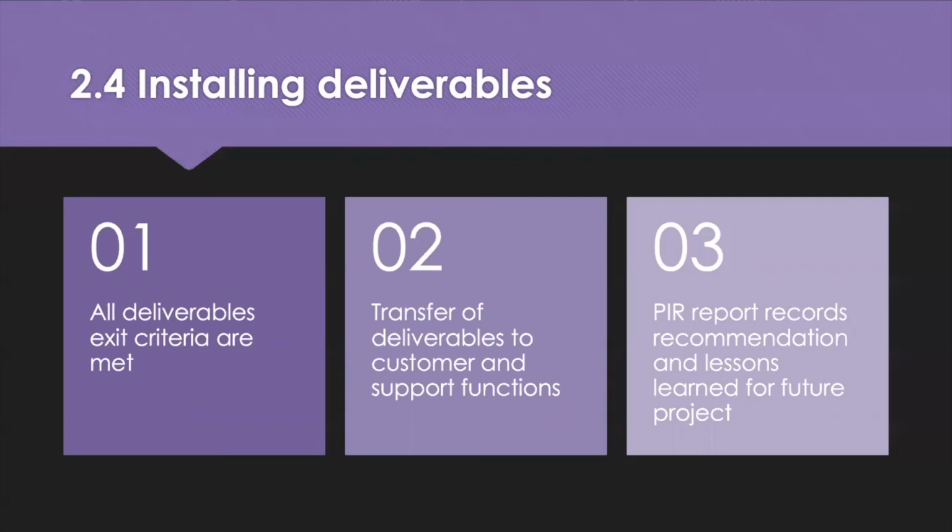So what you can see here is the transfer of deliverables within the project closure. Now, all deliverables exit criteria need to be met. The transfer of deliverables to the customer and support functions. And then you have something called a PIR. This is a post-implementation report that records the recommendations and lessons learned for all future projects.